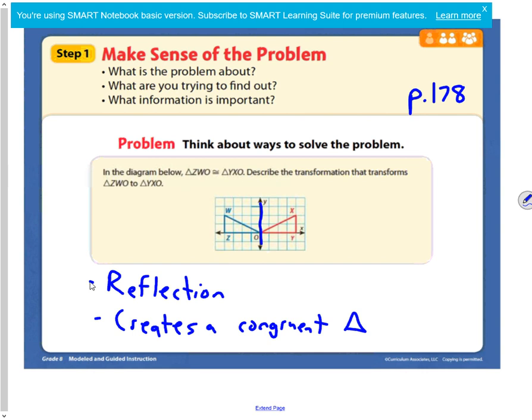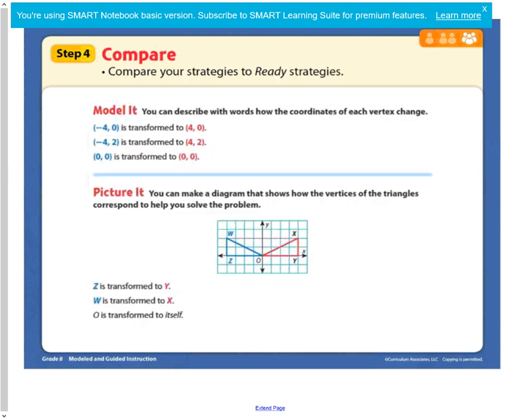It also changes the coordinates. So that's another thing that we're going to look at in this problem itself. So how else could you describe that transformation? So let's look down at your notes underneath there. There's a couple examples of other ways you could describe it. You could specifically look at the coordinates.